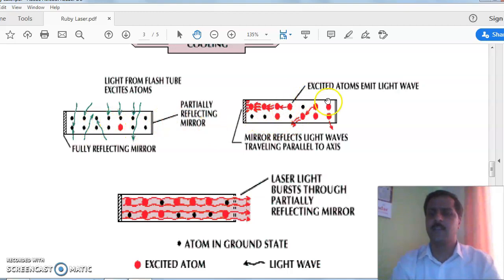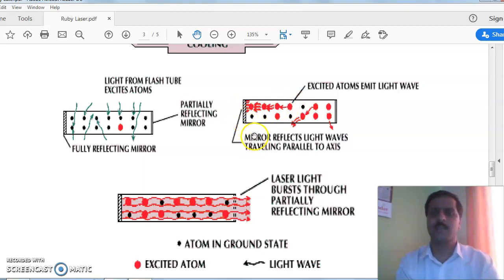Second, the chromium ions go to the excited state, the E3 state, which has a very small lifetime, emit radiation spontaneously in any direction, and go to the metastable state. In the metastable state, they are compelled by a photon to emit radiation, and laser transitions occur having wavelength 6943 angstrom, and the photons emitted in this transition travel along the axis.